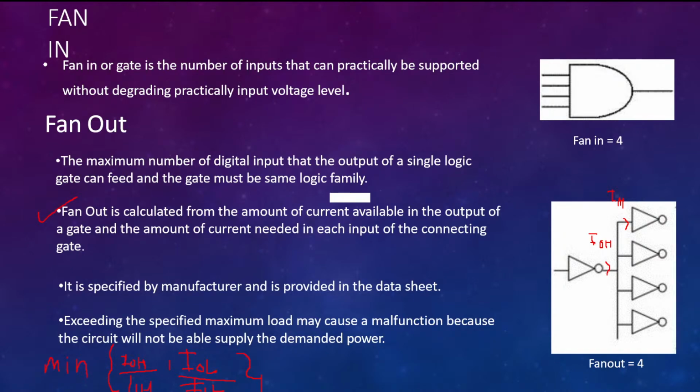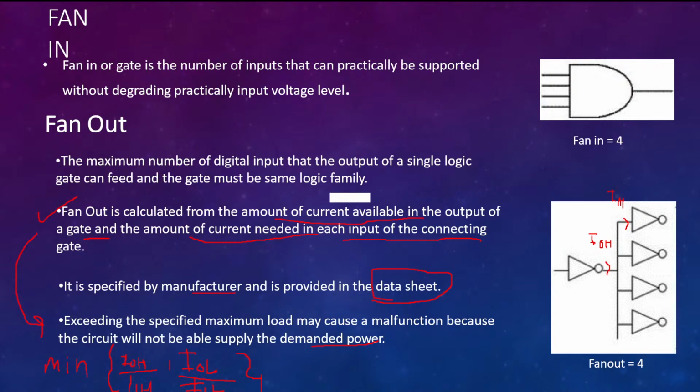Fan out is calculated from the amount of current available in the output gate and the amount of current needed in each input of the connecting gate. So this formula over here means the same, right? Exceeding the specified maximum load may cause malfunction, because the circuit will not be able to supply the demanded power, because the manufacturer has already specified the value of fan out in the data sheet, right? So this is nothing but fan out.